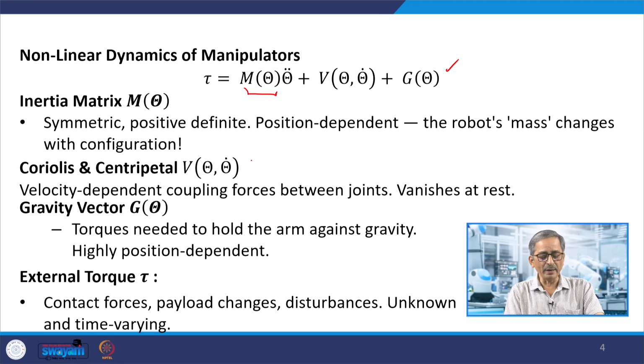Then we have the Coriolis and centripetal part of it. There are velocity dependent coupling forces between joints, and it vanishes when your manipulator is at rest. Then we have the gravity vector, that is the torque needed to hold the arm against gravity, and it is highly position dependent. Coming to the external torque, it is basically contact forces. As payload changes and disturbances occur, they are unknown and time varying. So all these factors contribute to the nonlinearity in the manipulator dynamics.